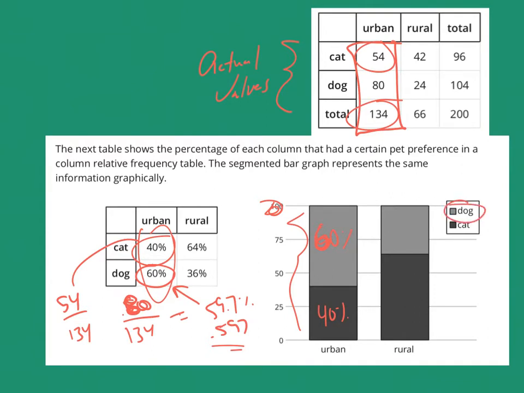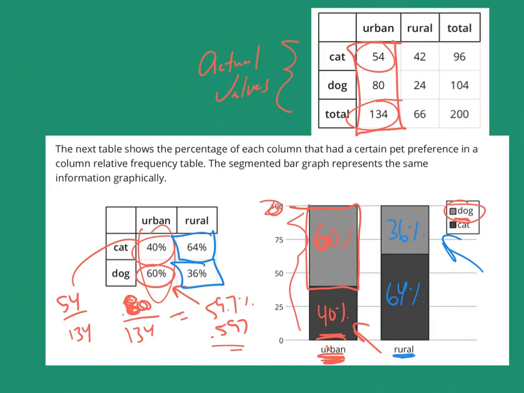And again, what is this talking about? 60% of the urban dwellers have a dog. Where does the 40% come in? 40% of the urban dwellers have a cat. How about over on the right side? On the right side, I see 64% and 36%. Which one is which? Well, this is the smaller light gray area, so that's the 36%. And this is the larger, so that must be the 64%.